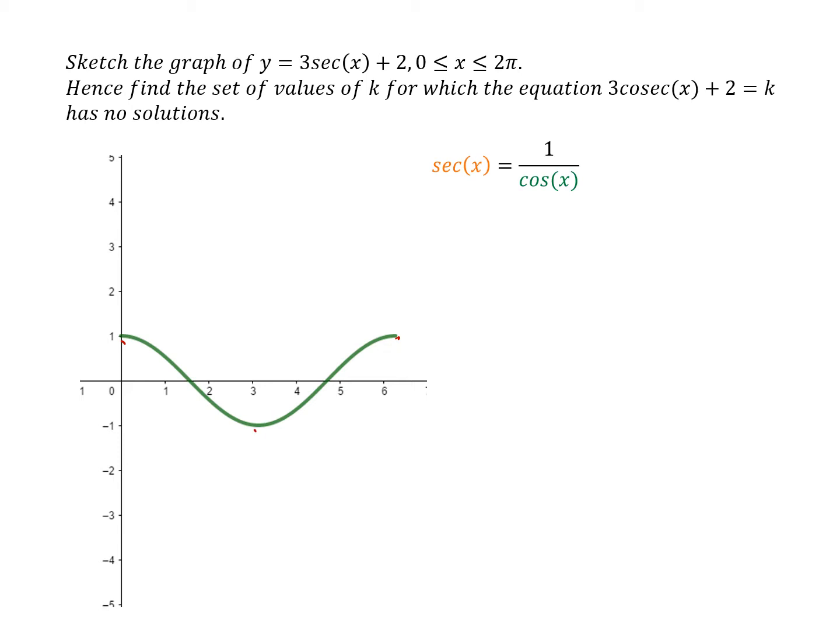So when I try to draw sec x, it's 1 over cos x. So when cos x is 1, which is here and here, sec x will also be 1. So I know the graph goes through here and here. The graph of sec x goes through those 2 points. And when cos x is -1 here, sec x is 1 over -1, which is -1. So we know the graph of sec x goes through there as well.